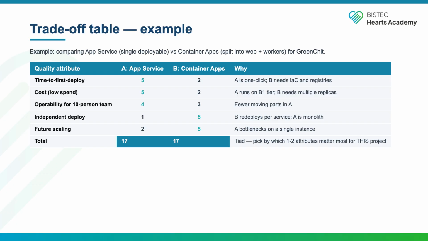On operability for a 10-person team, app service scores 4, container app scores 3, fewer moving parts in app service. On independent deploy, container app scores 5, app service scores 1. Container apps redeploys per service. App service is one big monolith. On future scaling, container app scores 5, app service scores 2. App service bottlenecks on a single instance. Total. Both score 17. A tie. Now the team has to decide what matters most for this project.